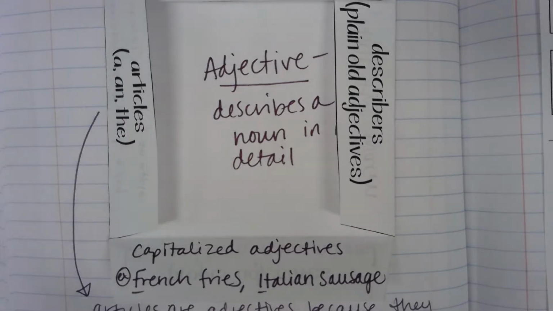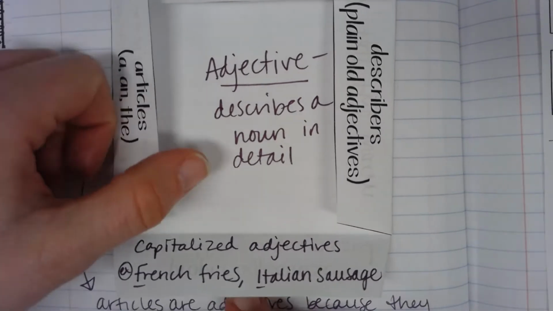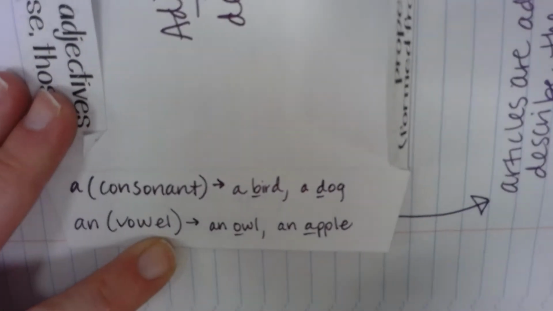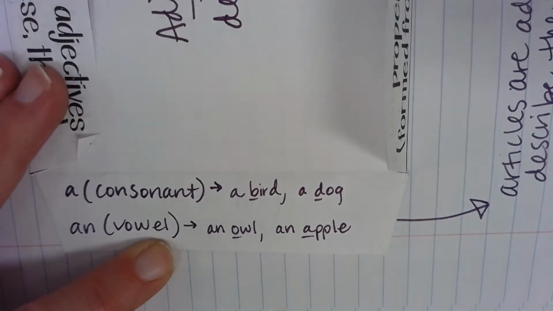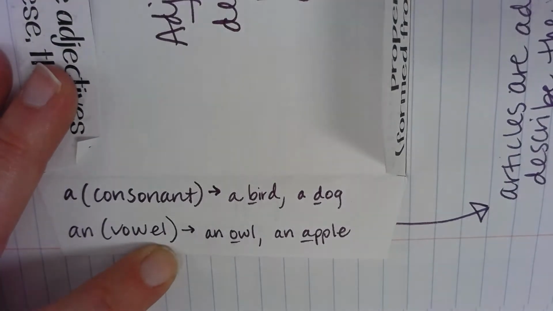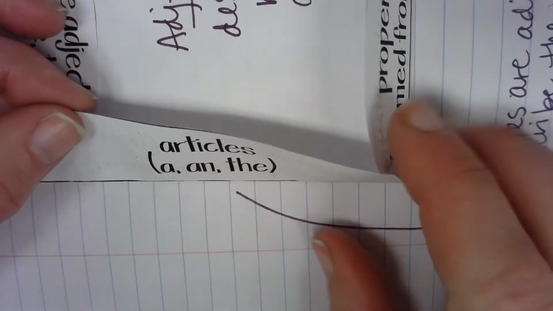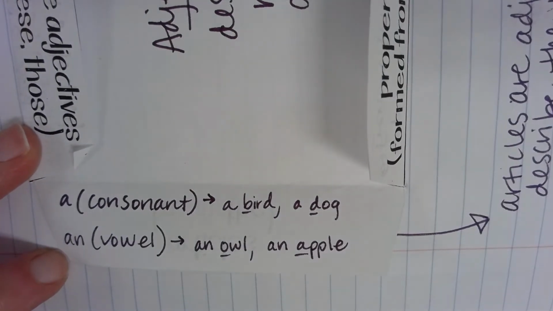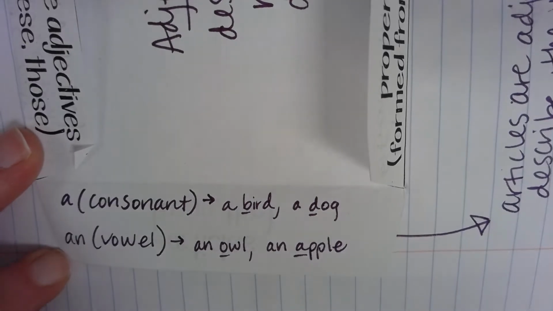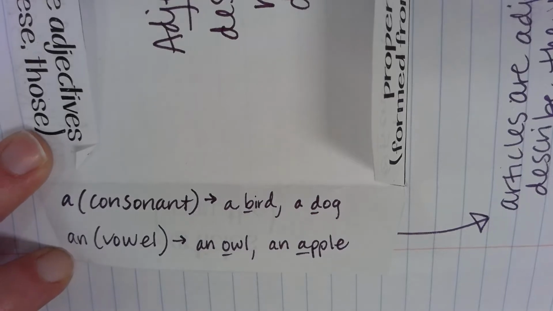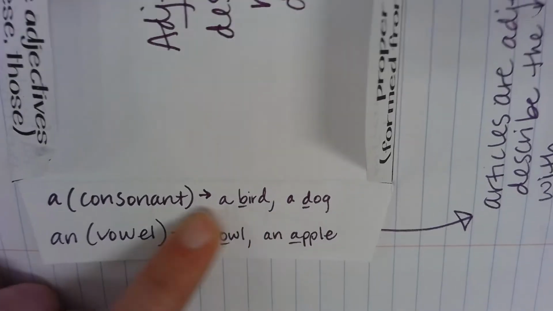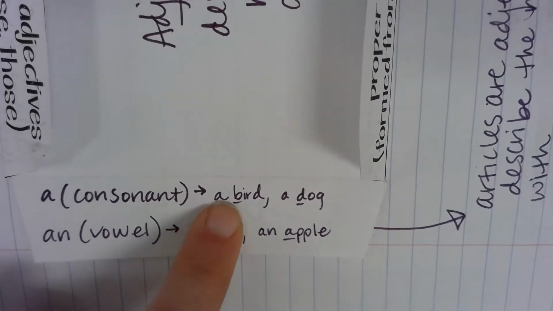Okay, now the next one that we're going to do is the articles tab. So underneath the articles, I have listed again the two of the three different articles that exist. So articles are only three words that are included in our language: a, an, and the, like the outside of the flap says. These are considered adjectives because they are always paired with a noun, and they are actually kind of, which is very weird to think about, but they're describing a specific noun that they are paired with. If you are using the word a in front of a noun, that noun that it's paired with has to start with a consonant letter. So a bird, a dog.